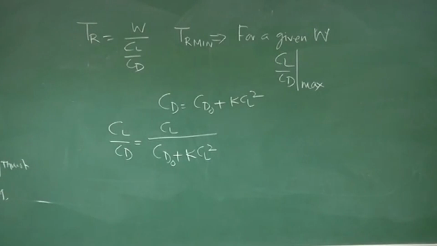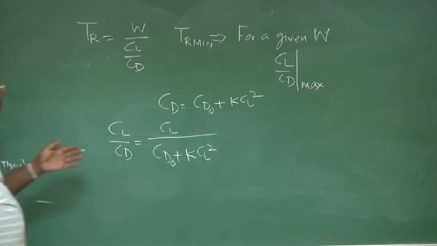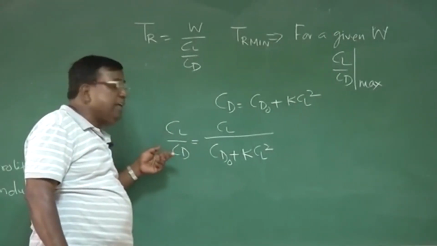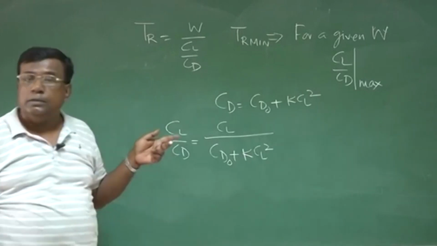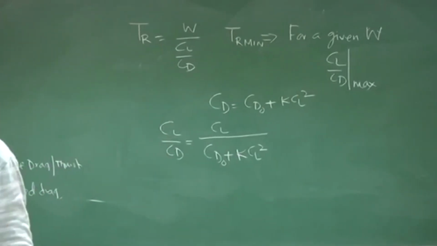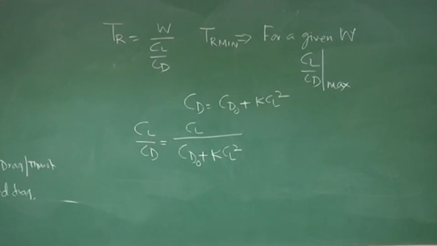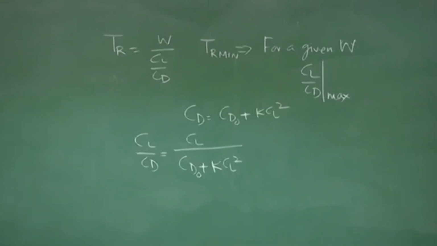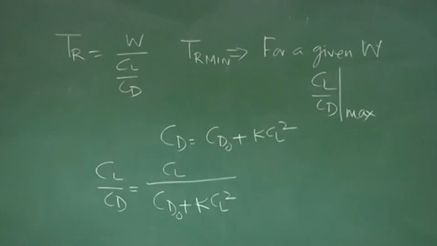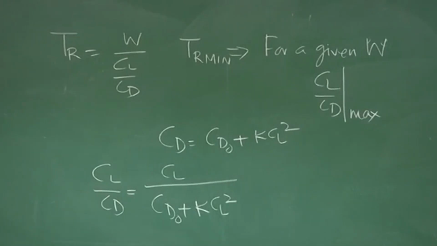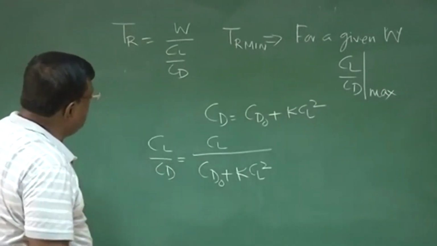So what is the question we are going to ask? What is that CL I should fly so that CL by CD is maximum? This clear? When I say what is that CL I should fly, for a cruise, it is equivalent to saying what is the speed I should fly for which CL by CD is maximum, because speed and CL are related. Okay, now how do I check for maximizing the CL by CD?